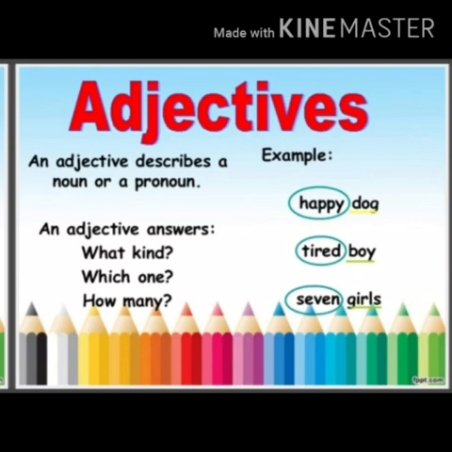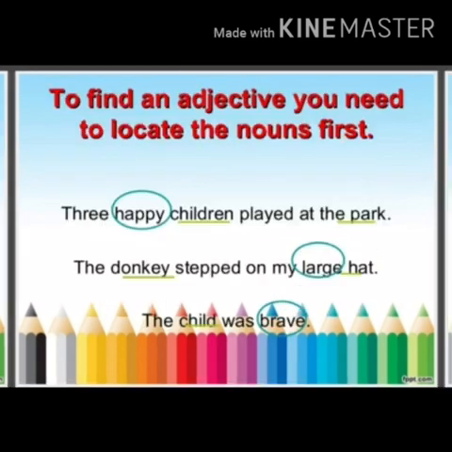First is happy dog. Here dog is a noun and happy, which is an adjective, is modifying the dog. The next example is tired boy. Again here boy is a noun and tired is an adjective. Same in the third example, 7 girls, in which girls is a noun and 7 is an adjective. Again we will look at a few examples.